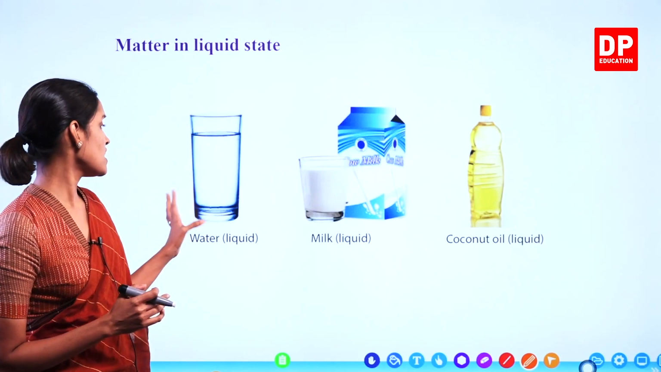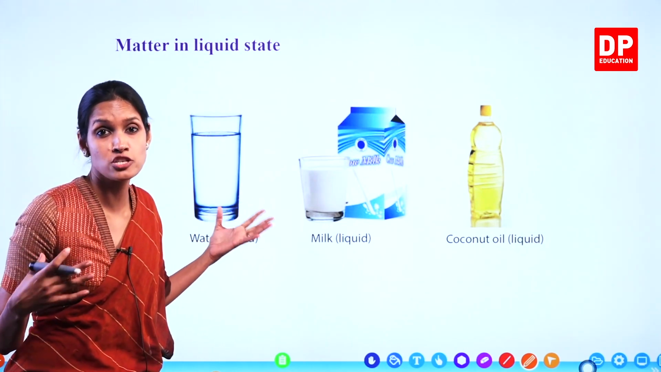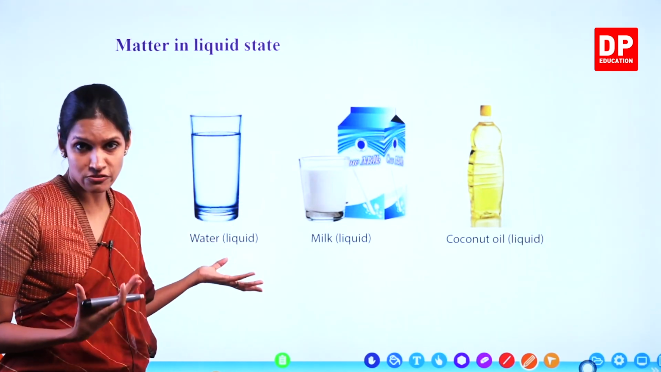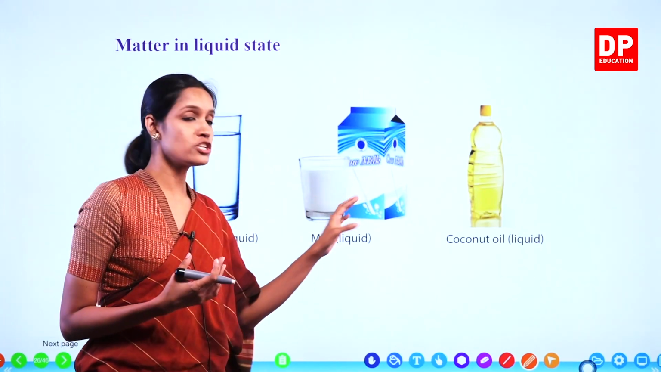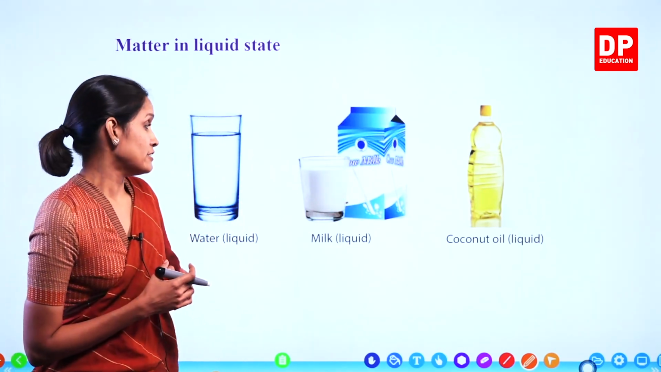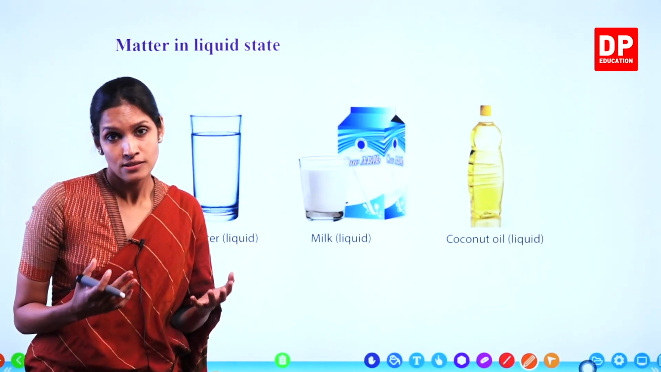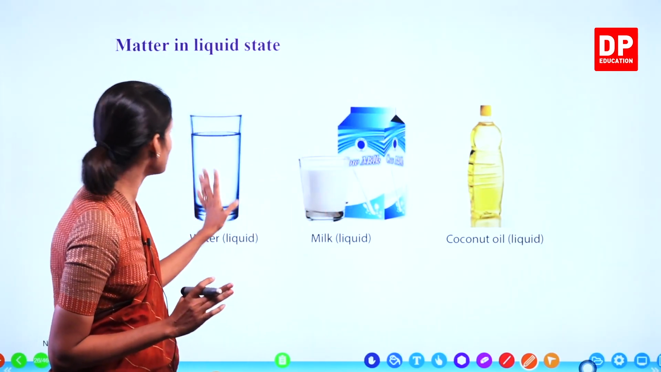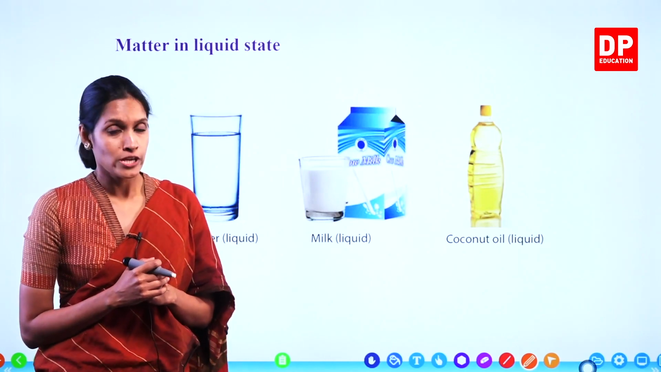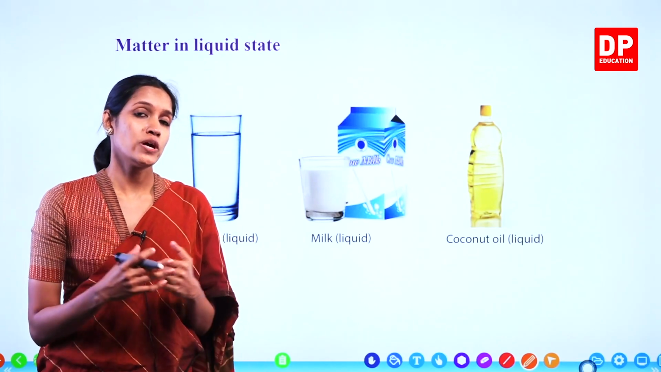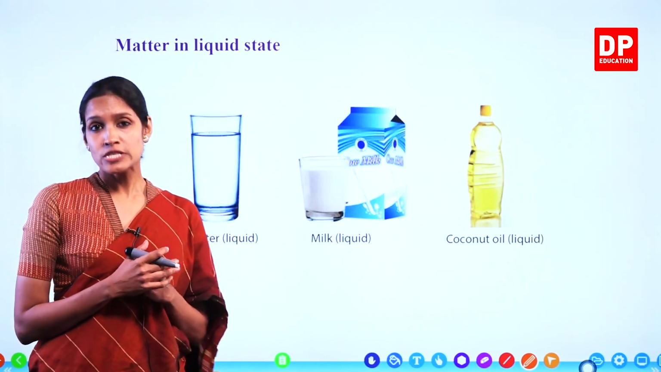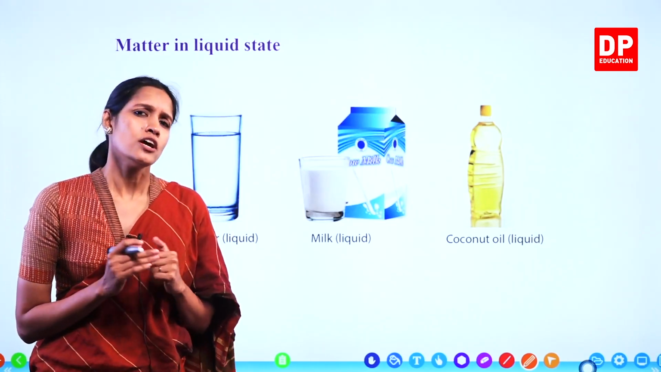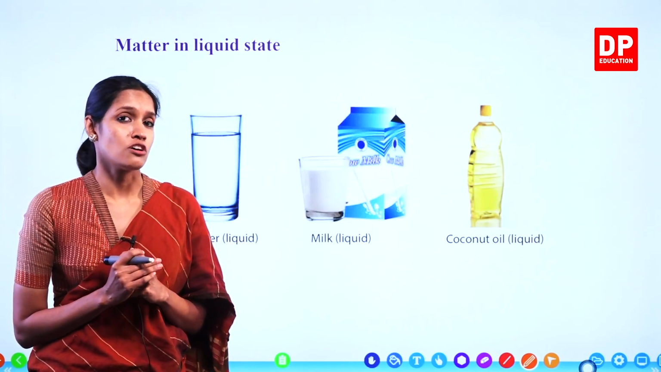Matter in liquid state. Already you know there are so many examples for liquid state, right? Here we have water, milk, coconut oil. What else? We have kerosene oil. These types of things come under liquid state. Okay, children. So you also can look at your environment and find what matter is present under liquid state. Okay, children. Now we are going to see the characteristics of gases.